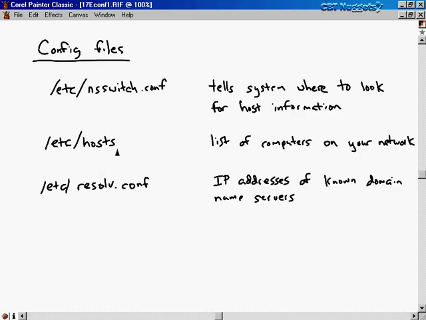It's never going to leave your local network to resolve IP addresses and names for local stuff, because it's going to look in etc hosts first. Etc resolv.conf contains IP addresses of known domain name servers. When you set up your computer and configure networking, you put known name servers into some configuration tool, and they go into this particular configuration file in the etc directory. We'll look at how all three of these interplay when we go out to the Linux screen now.